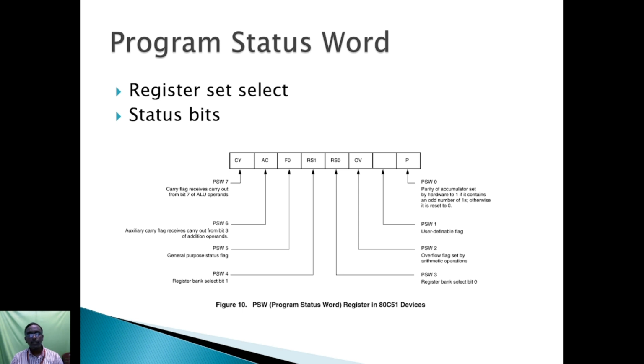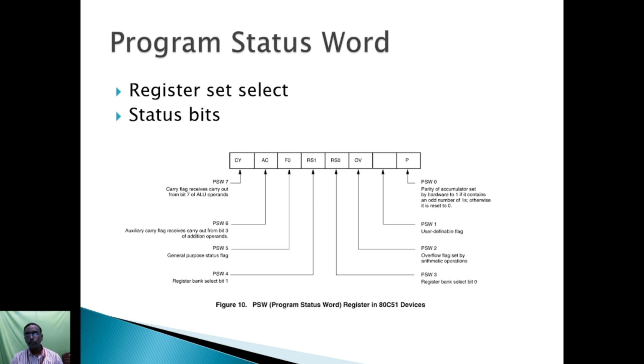When these two are 00, register bank 0 is selected. When 01, register bank 1 is selected. When these two bits are 10, register bank 2 is selected. When 11, register bank 3 is selected. Next one is OV.